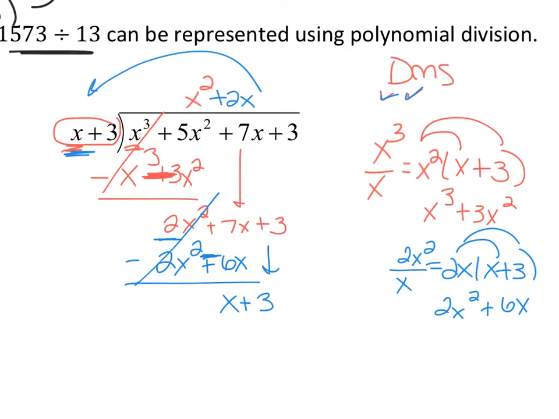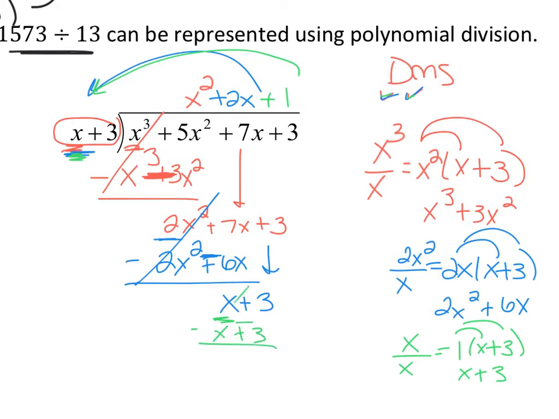Okay, and then one more time, divide the first term by the first term. x divided by x is 1. So that's going to go up here with my quotient. So I divided. Now I'm going to multiply this whole 1 into the whole x plus 3. And this will get you just x plus 3. That'll go underneath this. And then you'll subtract and get 0. Now this tells us that x plus 3 is a factor of this big polynomial here, and the quotient is here.